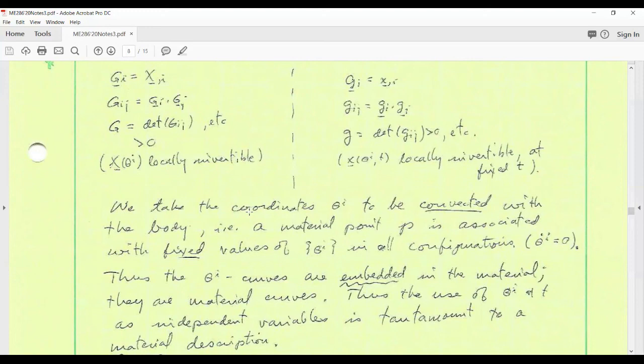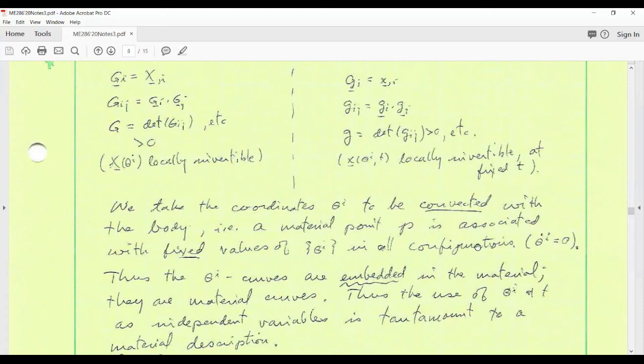And so this is a fundamentally Lagrangian description of the motion. I'm going to go with Lagrangian description. We regard the material points and time as the independent variables. And the material points are labeled forever by a fixed set of coordinates.